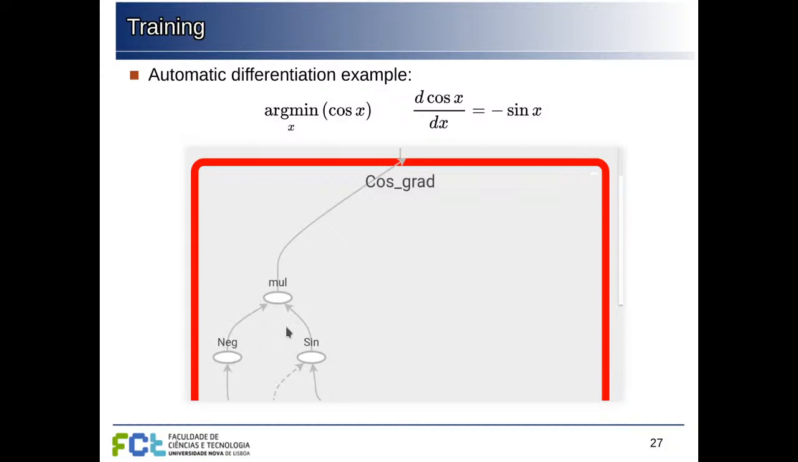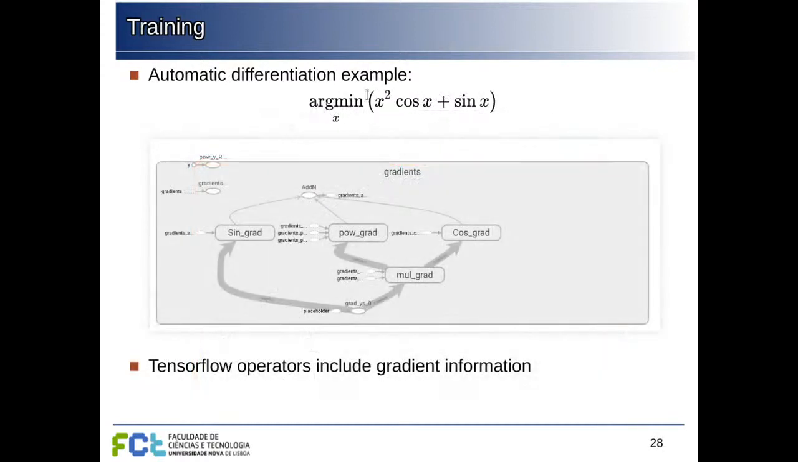This is the derivative of cosine of x, but TensorFlow will add that to the computation graph, so that when we want to compute the derivatives to do the minimization, it will use this part of the graph to compute those derivatives. And this can be more complex. For example, we want to minimize x squared multiplied by cosine of x plus sine of x. So aside from creating the computational graph for this computation, TensorFlow will also include the gradient information, where we have the cosine of the gradient, the cosine of the square, the multiplication of the two, and so on.